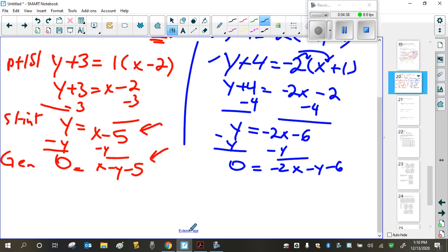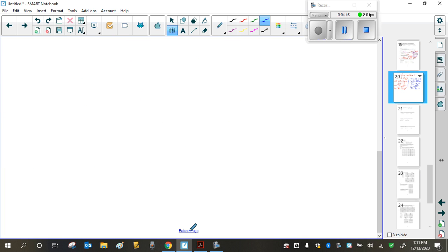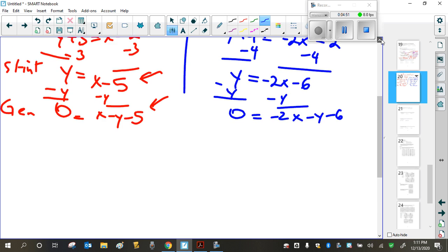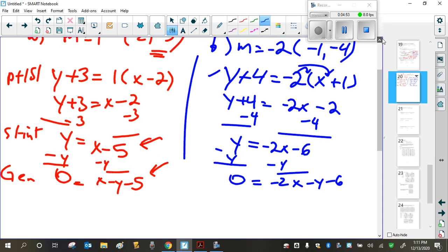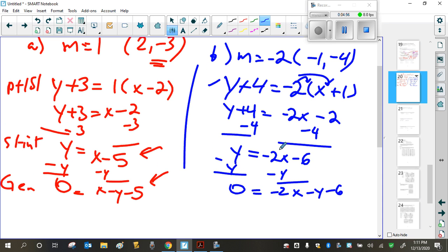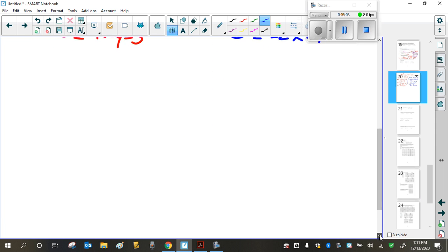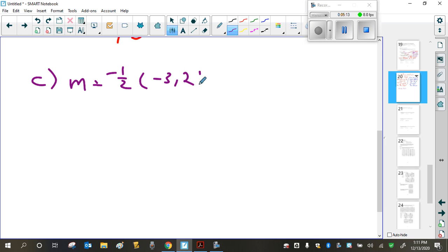And now I want to do one question review from yesterday with a fraction in it when you have a slope of a fraction. And then I'll give you one to do, and then we'll be on our way. So if you didn't get that last question, go ahead and pause it and correct. Otherwise, I'm going to move on to C, where we have a point and the slope as a fraction, -1/2, this point -3/2.